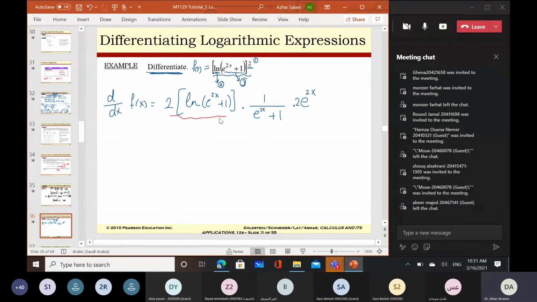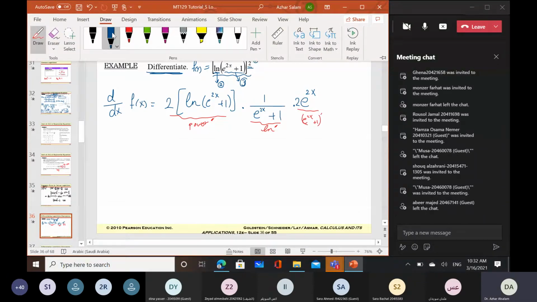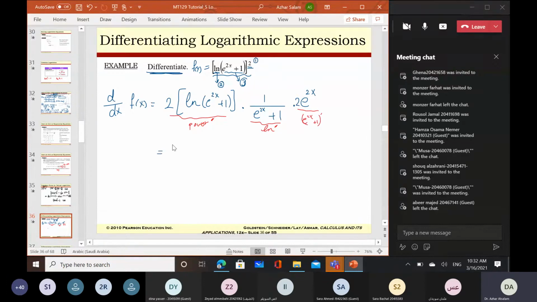Okay, this is the derivative of the power. Okay, and this is the derivative for the ln. The power derivative, this is the derivative of the ln, and this is the derivative of e^(2x+1), what's inside the ln. Okay, so now I will just simplify. This is actually the final result, but I can simplify more.